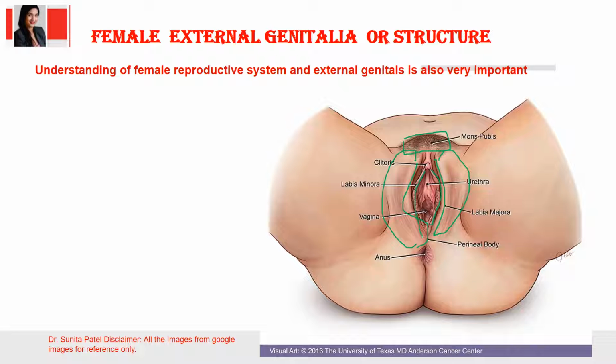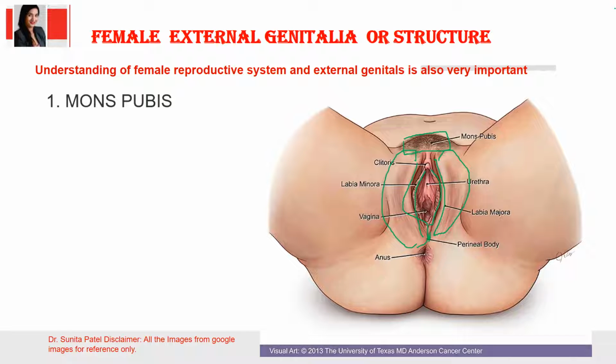That's the labia minora. So let's understand one by one these structures. And we have a perineal body also, and the external anal canal is also present. So let's understand all of this. Understanding of the female reproductive system and external genitals is very, very important.